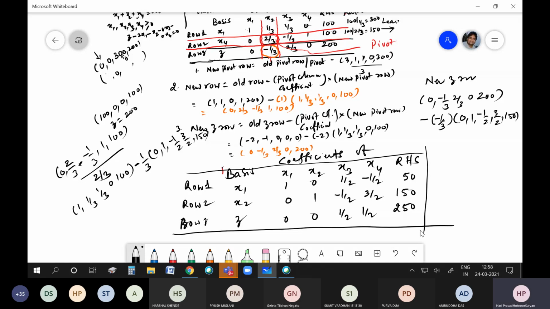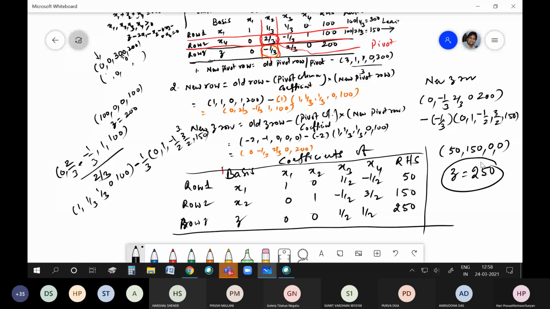What is the basic solution corresponding to this? 50, 150, 0. X1 is 50. X2 is 150. X3 is 0 and X4 is 0. And what is the corresponding value of Z? 250.